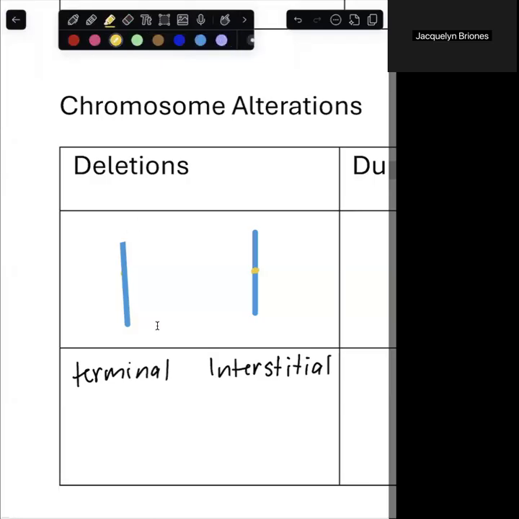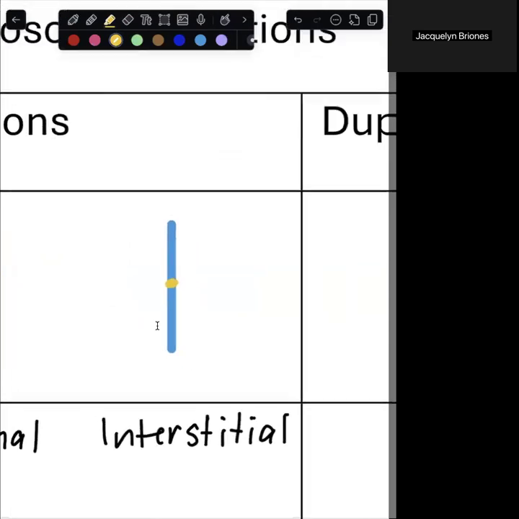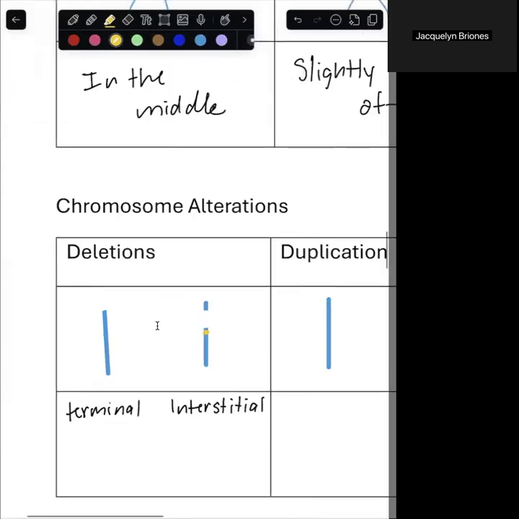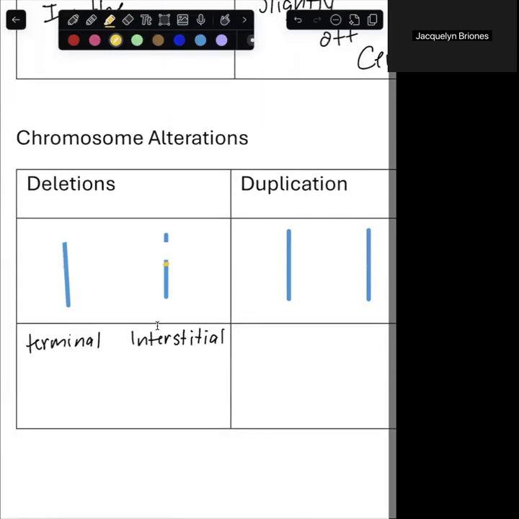And then interstitial, it's two breaks. So let's say we had a break there, we had a break there, and we had a break there. So now this whole piece is gone. Okay.